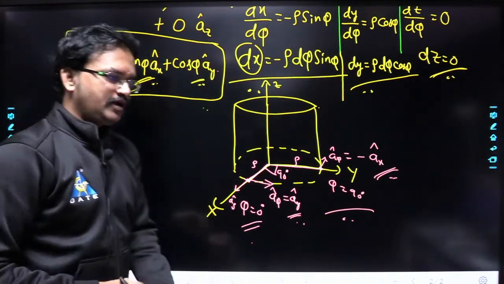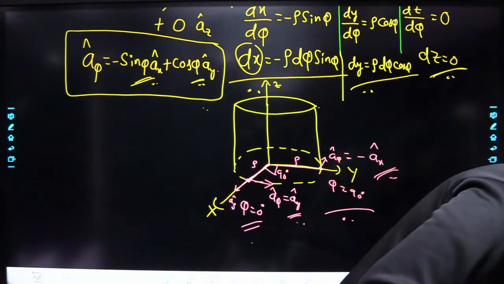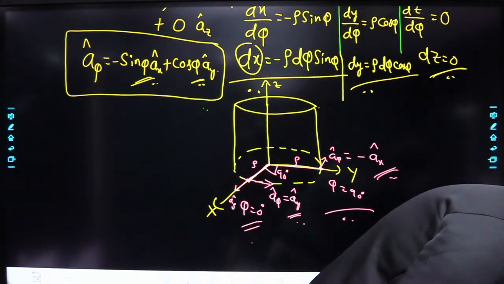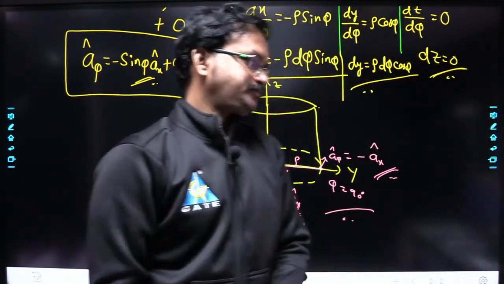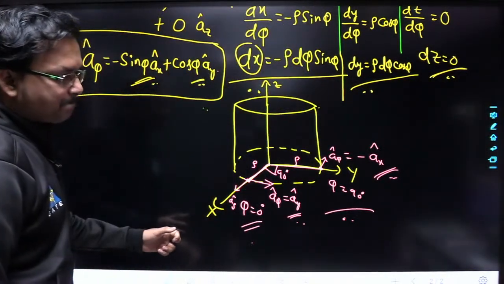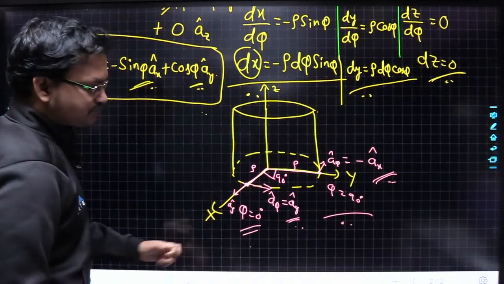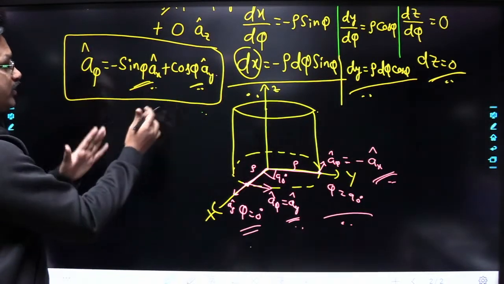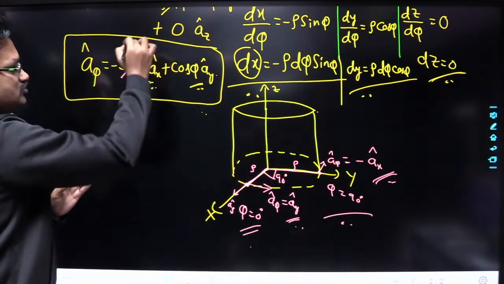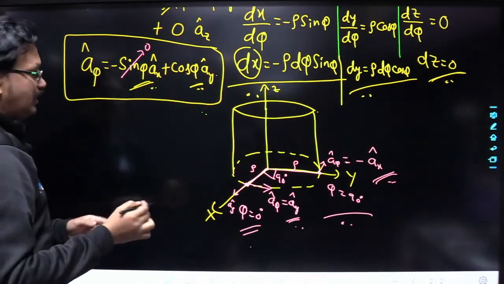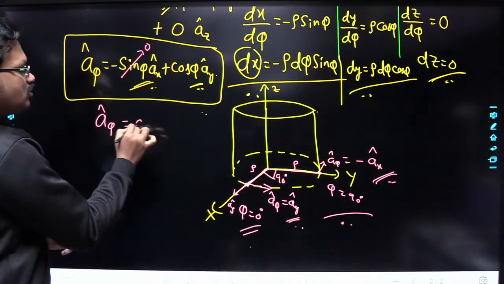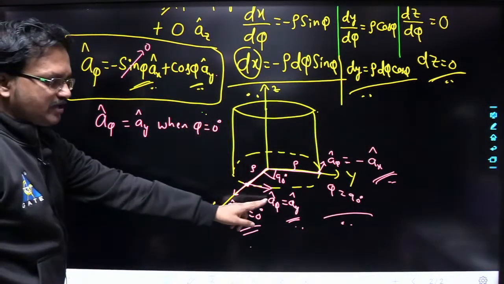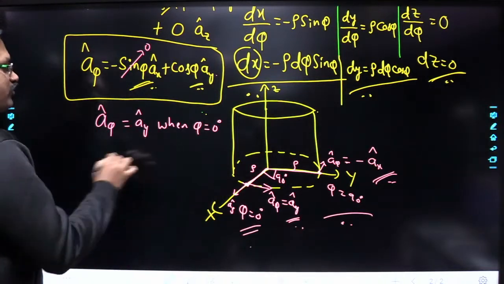Tell me here. So substitute here phi is equal to 0 degrees. What you are going to get? If you put phi equal to 0, this term will go to 0. If you put phi equal to 0, cos phi will become 1. Yes or no? So you will get a phi cap is equal to ay cap when phi is equal to 0 degrees. We got the same thing here or not? Yes or no?